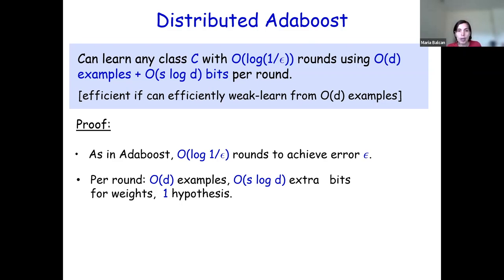And now the amount of communication follows from the fact that in each round, we need to send order of these samples. And then we also need to send S log D bits for the weights. We have S plus S log D bits for the weights, and also to communicate how many examples we need to ask from each player in each round.